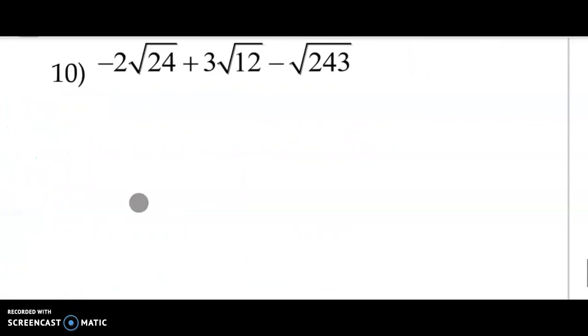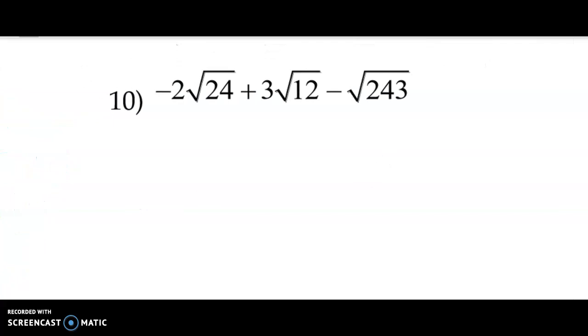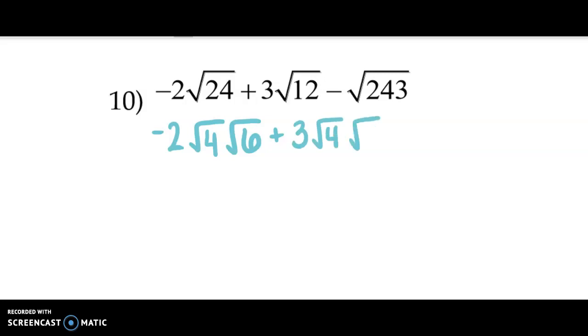Last one. Negative 2, and then I can simplify this to be square root of 4 times the square root of 6 plus 3 times the square root of 4 times the square root of 3 minus, this is the square root of 81 times the square root of 3.